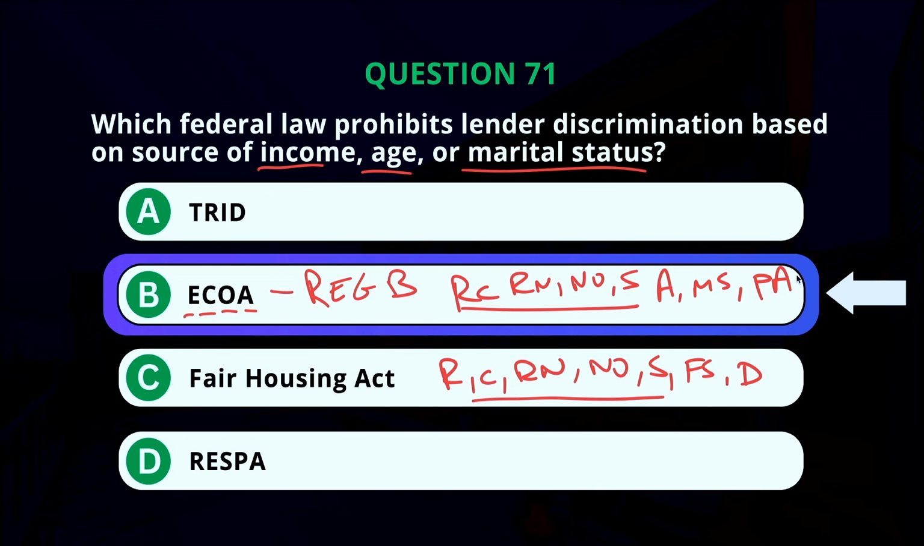TRID is something for sure. That deals with loan estimates and the closing disclosure. RESPA is the Real Estate Settlement Procedures Act. If this question were talking about settlement procedures, etc., that would be RESPA, or the TRID would be dealing with the loan estimate and the closing disclosure. And then we have these anti-discrimination style laws, and you want to know the differences. And you're going to see these on exam, so you better study them.